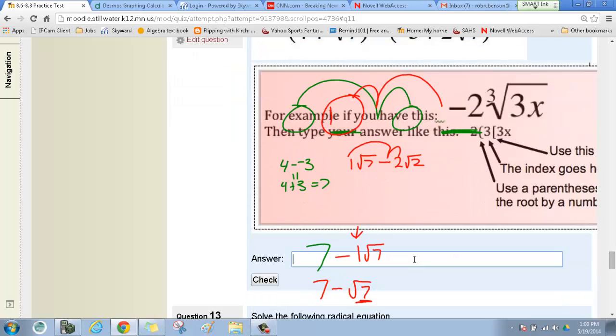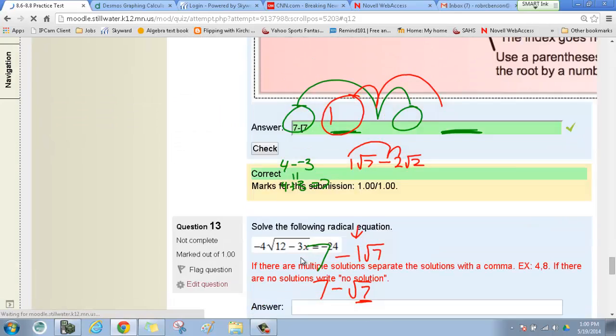So let's plug this in there. We have 7 minus the square root of 7. And there we go. Check that. Great. Okay.